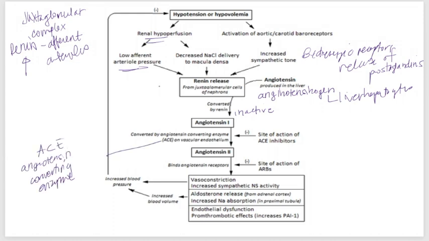So then Ang1 is converted into Ang2, which is the physiologic active, and that is going to stimulate secretion of aldosterone released from the adrenal cortex, which is going to increase your sodium absorption. It's also going to be a potent vasoconstrictor, and it's going to increase sympathetic neurotransmitter activity. It's also going to have prothrombotic effects and endothelial dysfunction. So all of this is going to lead to increased blood volume and increased blood pressure, and then that is going to go back and turn off the renin system.